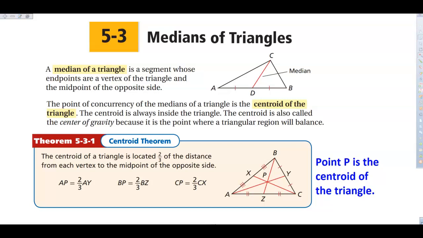Hey everybody, today we are going to be looking at two sections. We're going to start with 5.3, which we're going to talk about medians of triangles. So the first thing that we're going to look at is what is a median, all right?